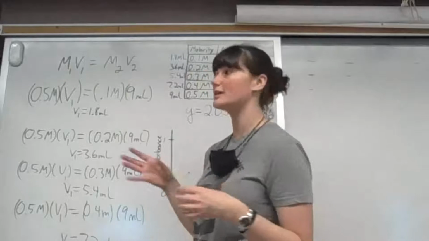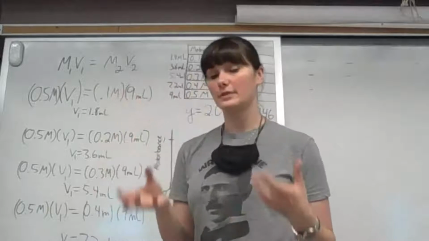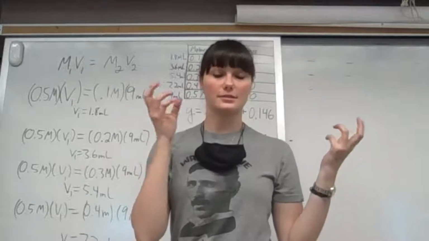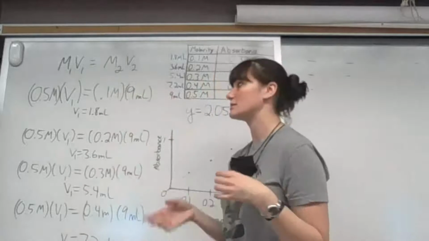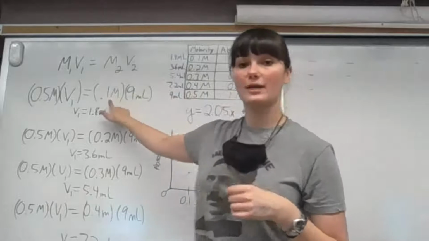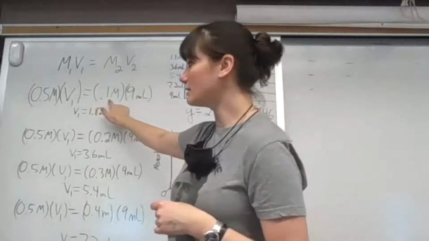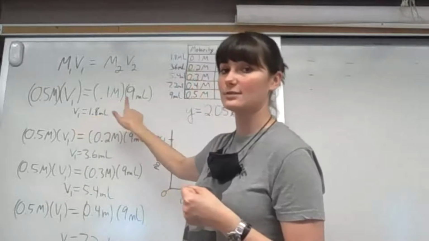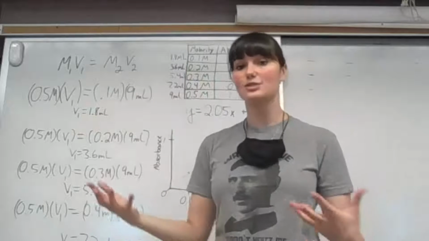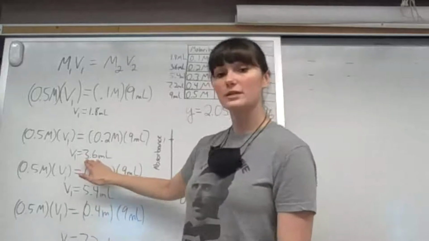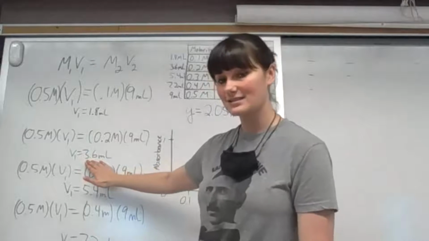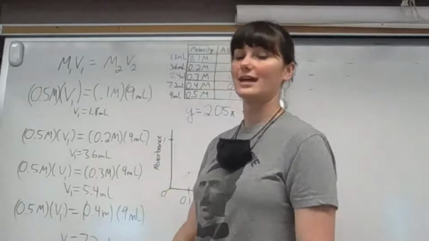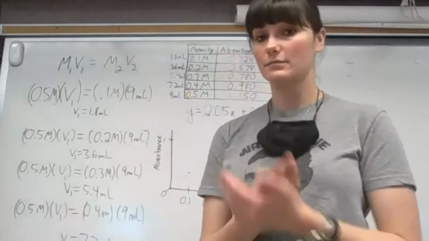So our stock solution was at 0.5 molarity, meaning that there is half a mole per liter of solute in that stock solution. So to get to 0.1 molarity, we had to use 1.8 milliliters of our stock solution and then add water until we got to 9 milliliters, and that gets us to 0.1 molarity. For 0.2 molarity, we start out with 3.6 milliliters of our stock solution and then add water to get to 9, and so on and so forth. But like I said, you guys did that really well.